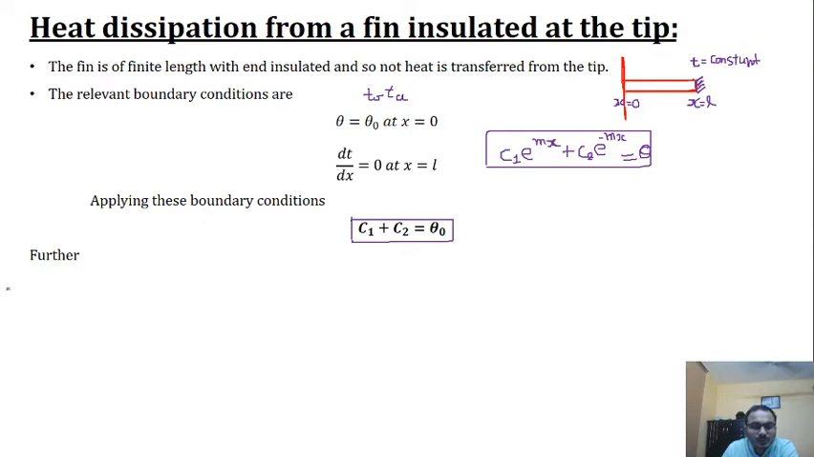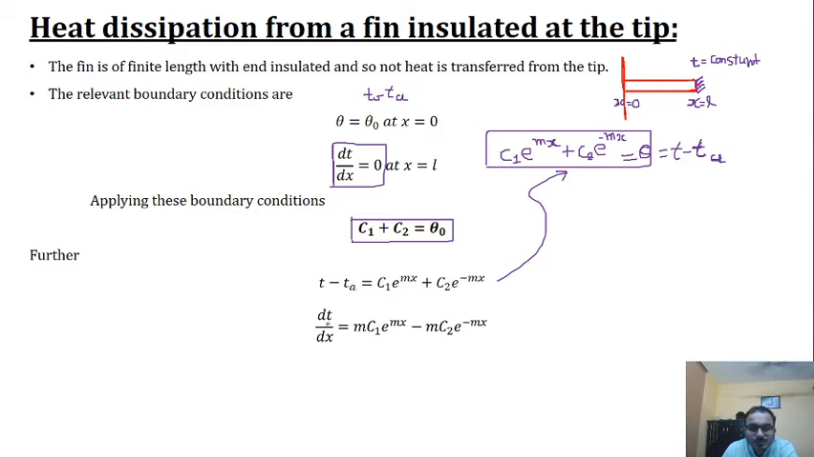Okay, further here this is the same equation that is being written here, because the value of theta is nothing but T minus Ta. So the same thing is written over here, and our objective is to obtain this portion, that is the differentiation of temperature with respect to x.